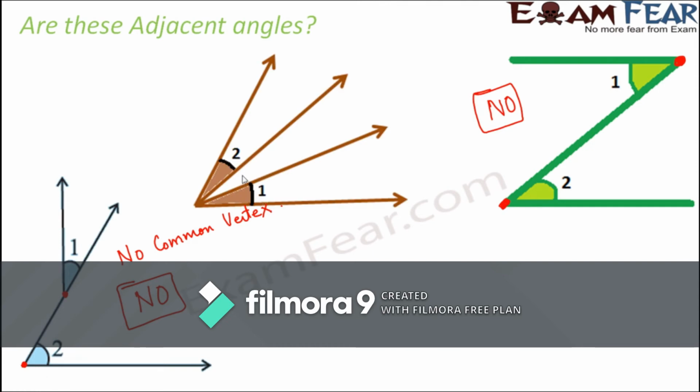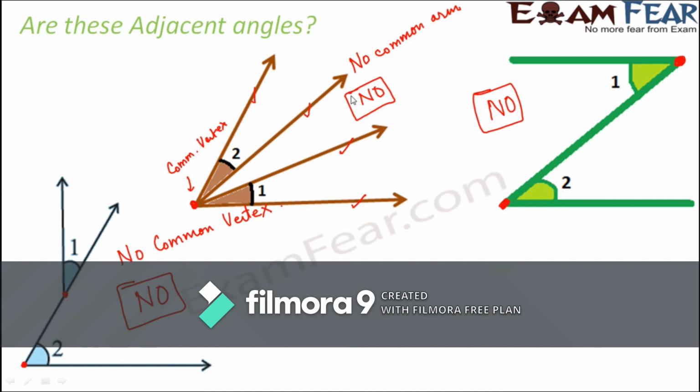The third one, angle 1 and angle 2. What about this? So here we do see a common vertex. Fine. Do we have a common arm? So for angle 1, what are the two arms? This is one arm, this is another arm. For angle 2, this is one arm and this is one arm. So basically here we do not have a common arm. So here no common arm. Therefore these are also not adjacent angles.